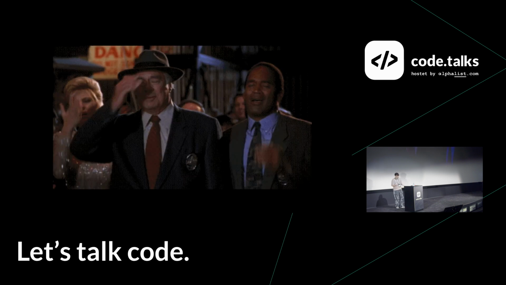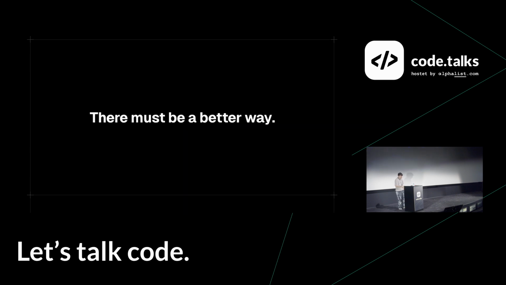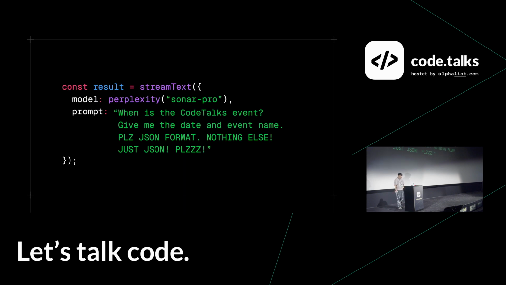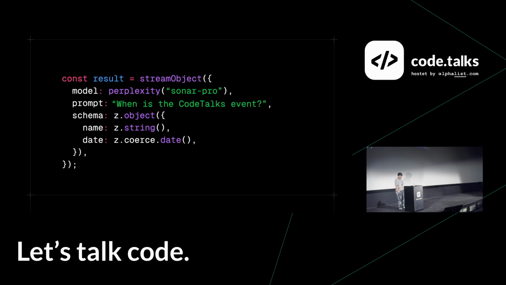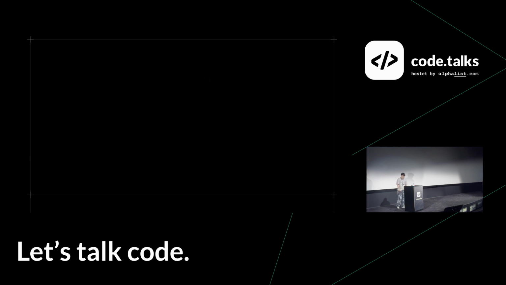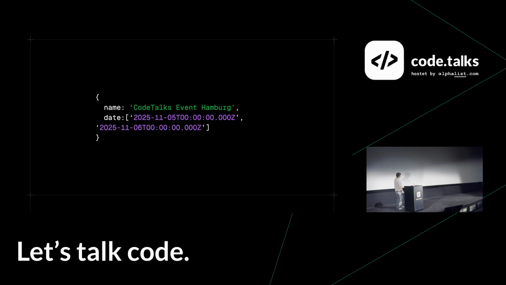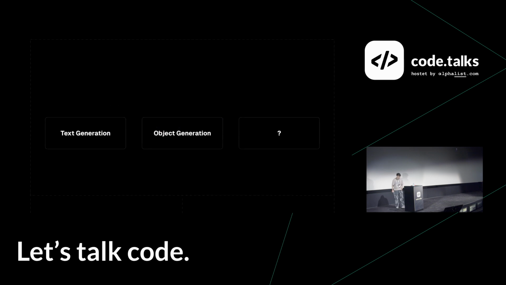Let me show you the actual solution. There's a better way. So as you can see, we currently have this. It's not the best. We're just asking for JSON format again and again. But what we can change it to is stream object. And we can set the schema to have name and dates. And then hopefully it should work. Fantastic. Okay, it actually worked.